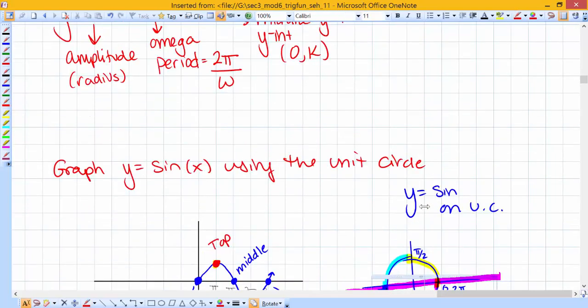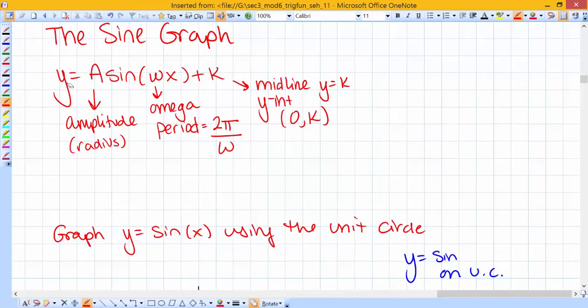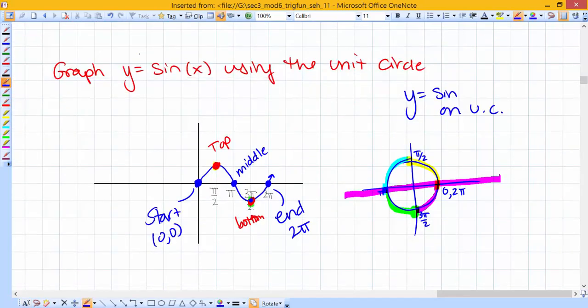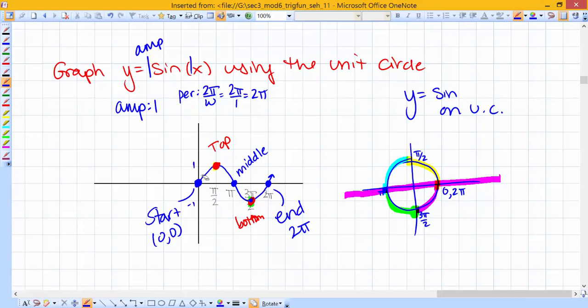Now, I want to draw your attention back to our basic formula with the amplitude, the omega, and the midline. There is an invisible 1 in front of sine. That's your amplitude. So my amplitude is 1. And I can see that. I went up 1, down -1. There is an invisible 1 with the x. So your period is 2 pi over omega. So 2 pi over 1 is 2 pi. And look where our cycle ended. It ended at 2 pi.